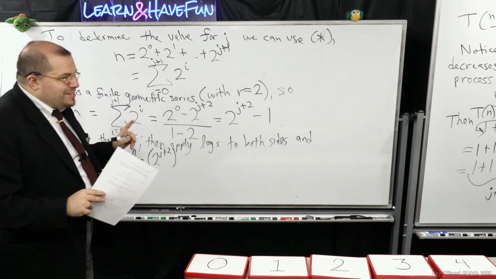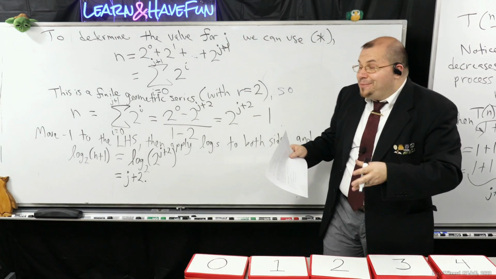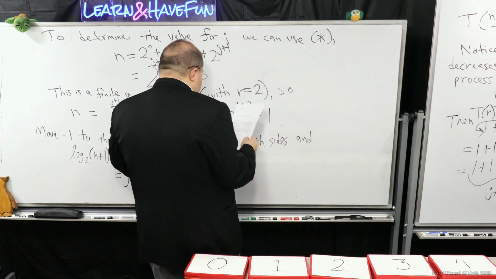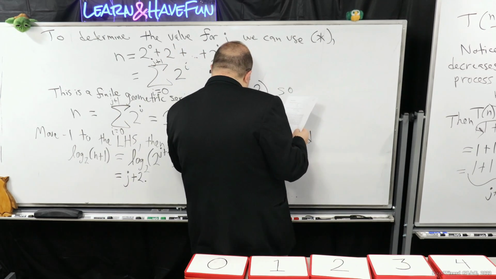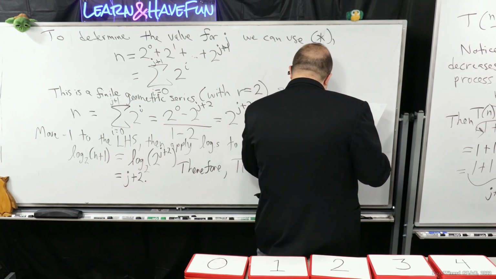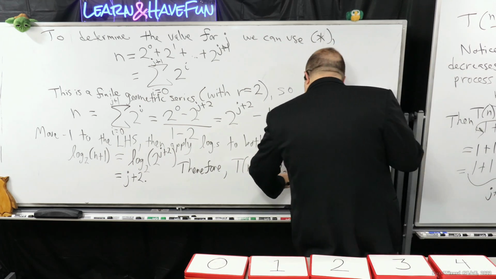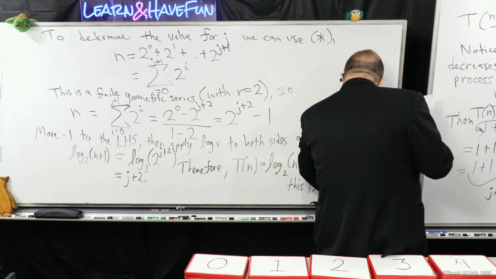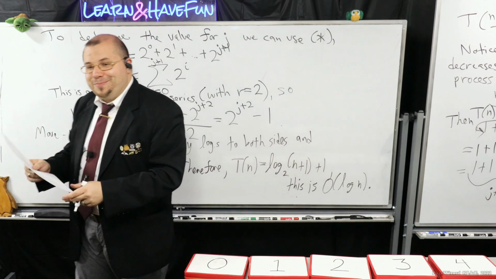But here's the thing. We've established that t of n is just j plus 2 plus 1, right? So where we had j plus 2, I'm going to put in log base 2 of n plus 1. Therefore, t of n is just log base 2 of n plus 1, plus 1. But if you know your big O, you know that this is big O of log n, which establishes the time complexity for binary search.